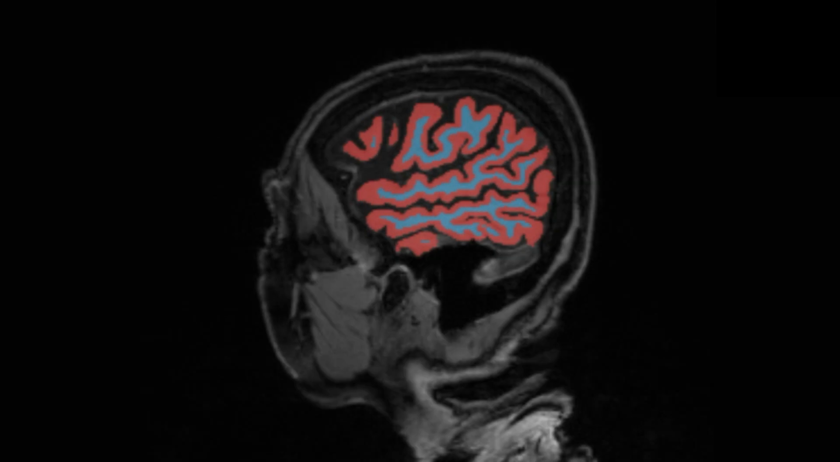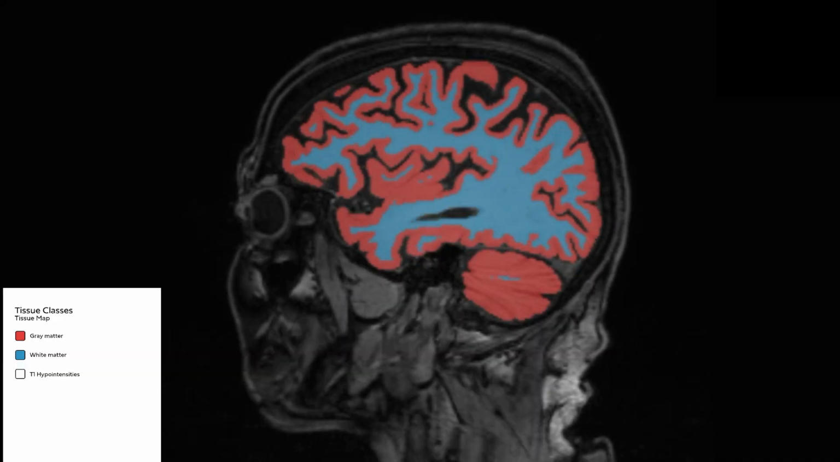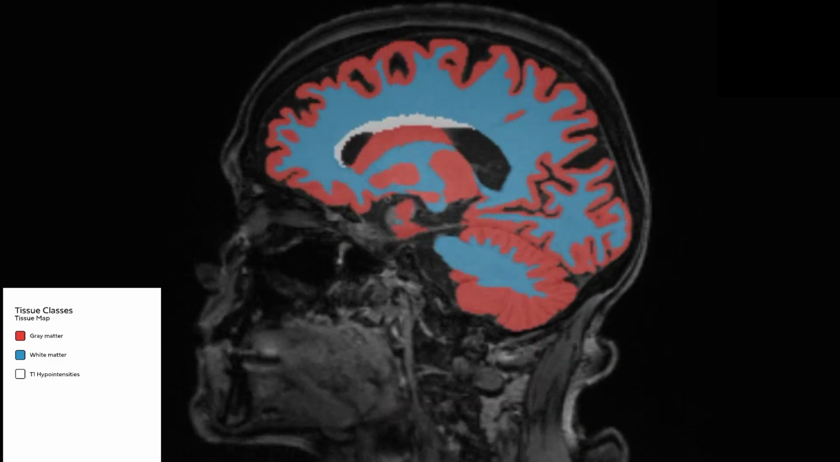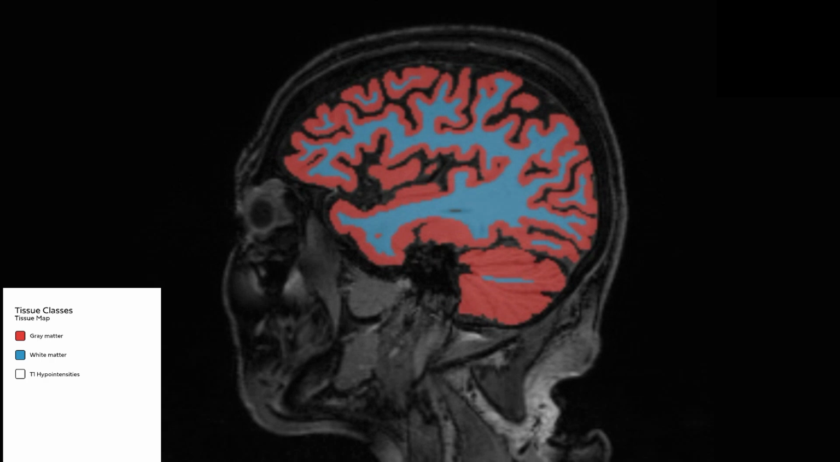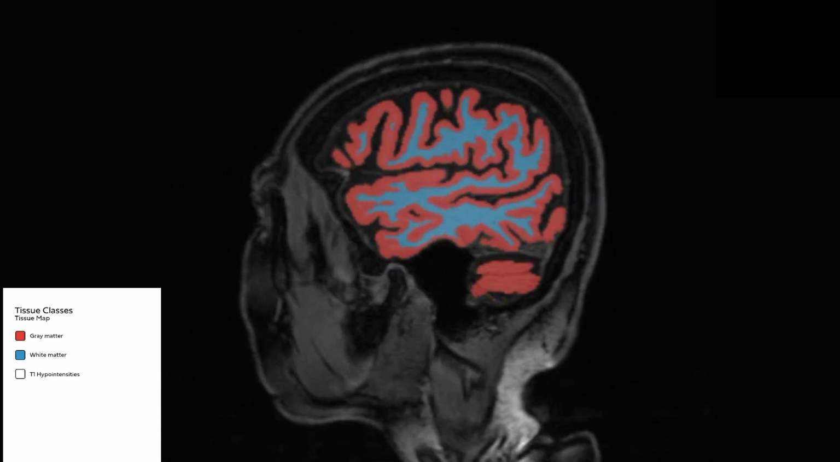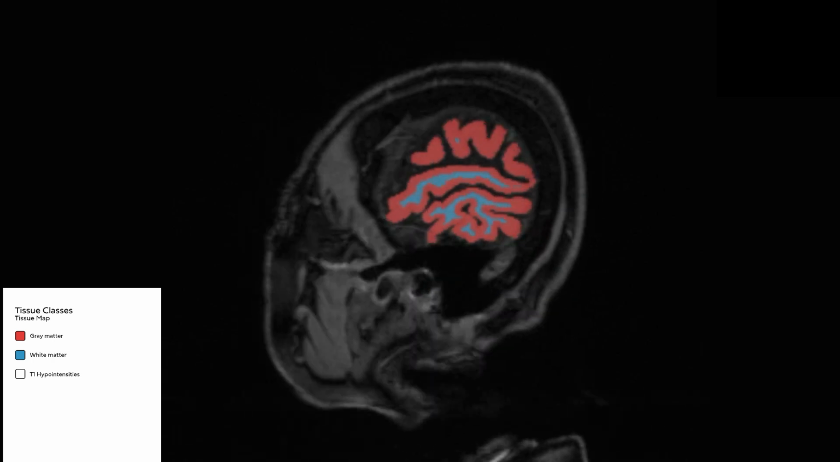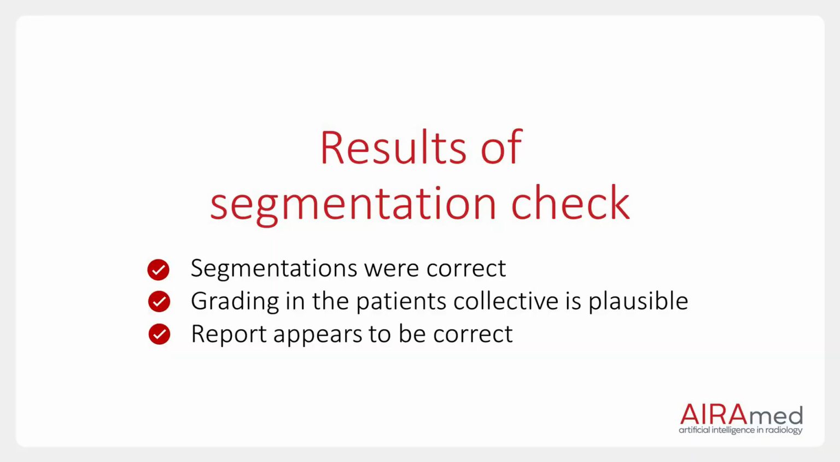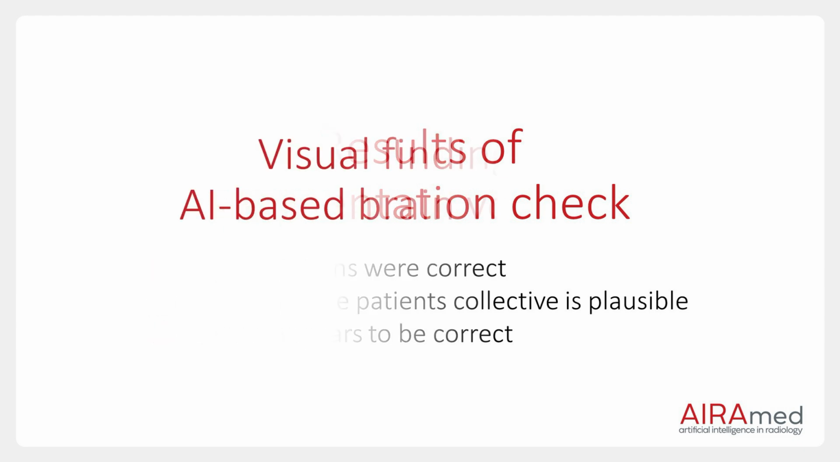The same can be said for the tissue maps. Here too, the outer cortex appears well defined. Regions typical for susceptibility artifacts like above the petrous bone show expected thinning. These, however, can also be found in the reference datasets. In conclusion, no relevant erroneous segmentations can be observed. To sum up, we can say that all segmentations were correct. We cannot see erroneous segmentations. The grading in the patient collective is plausible, and therefore, the report appears to be correct.